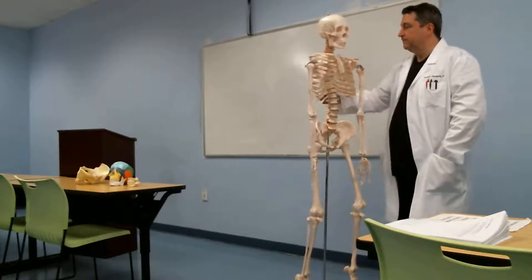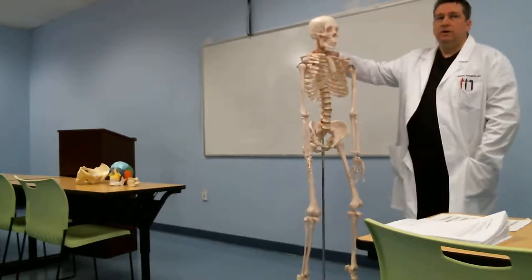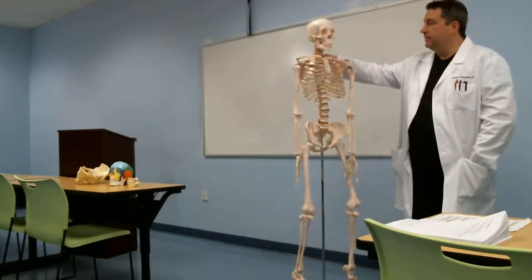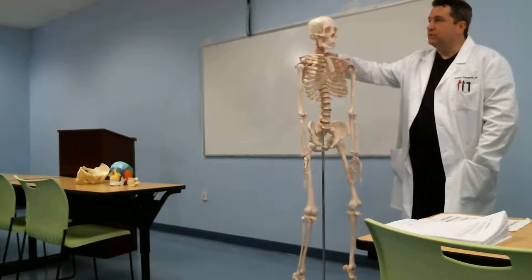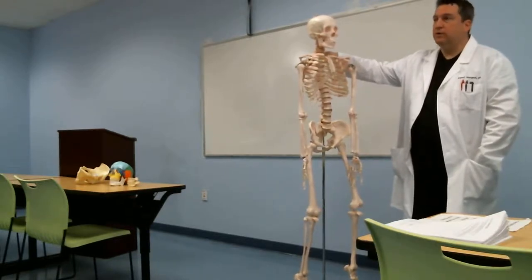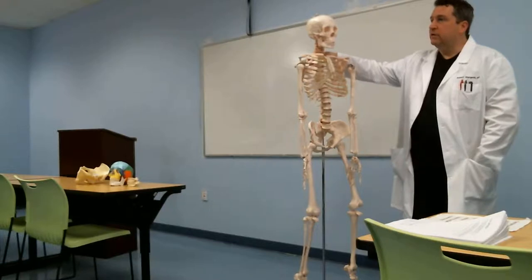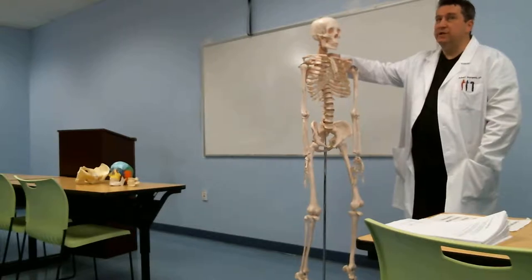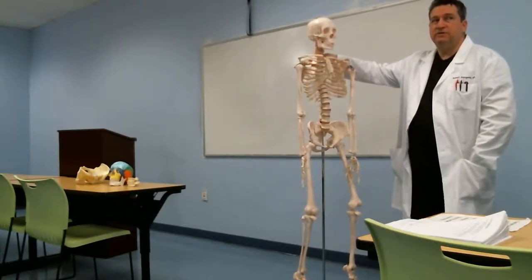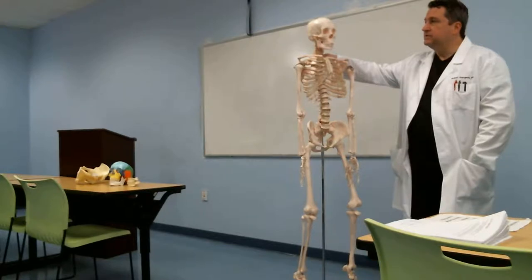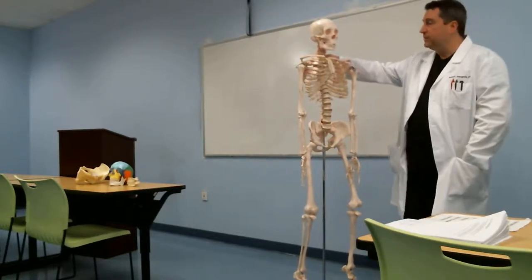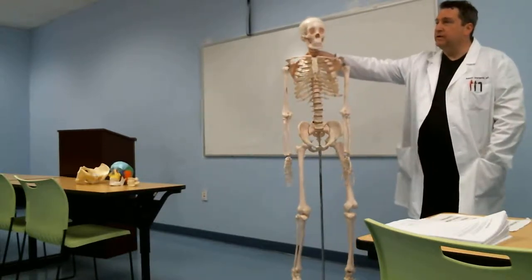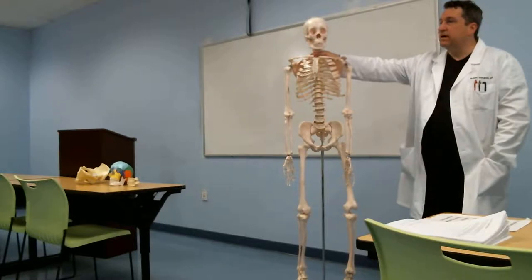How many thoracic are there? Twelve. How do you spell the word twelve? With a T. The thoracic, of course, begins with a T. So there's 12 with a T, thoracic with a T. If I ask you how many cervical vertebrae there are, you'd say seven cervical. If I ask how many thoracic vertebrae there are, you'd say 12 with a T, thoracic with a T.